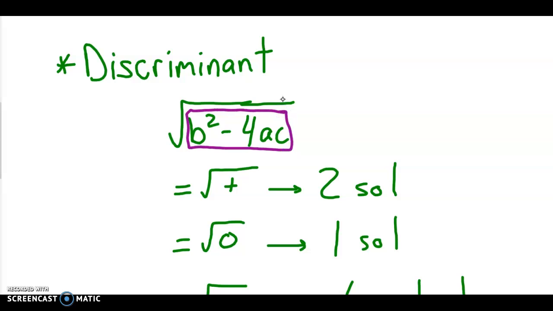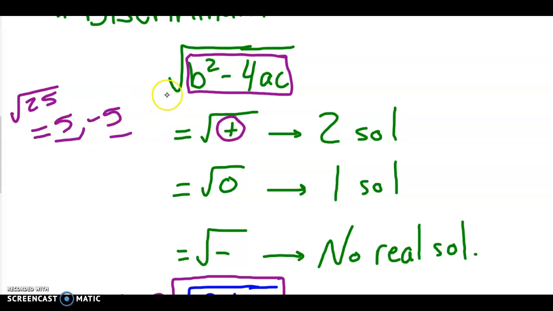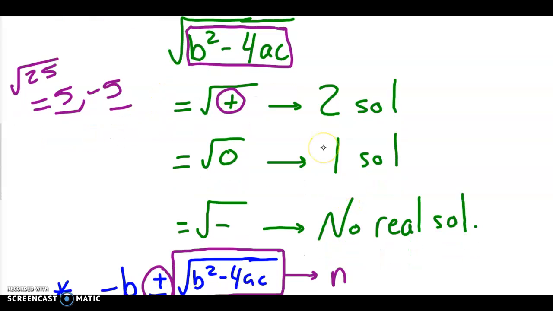And the reason that we end up with two solutions for a positive is because when you take the square root of a positive number, like the square root of 25, technically you could end up with 5 and negative 5, right? So that's where those two solutions come from. One solution when you take the square root of 0 is because the square root of 0 is just equal to 0. There's not a positive and negative 0. So that's where you end up with the one solution there.